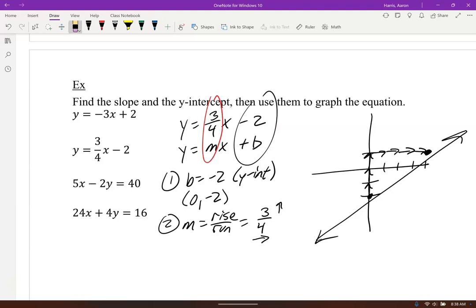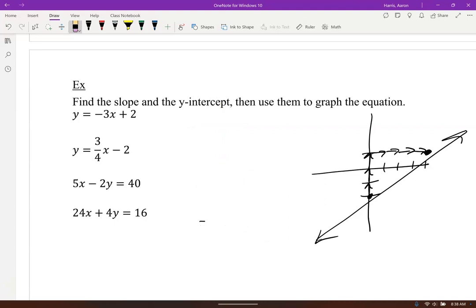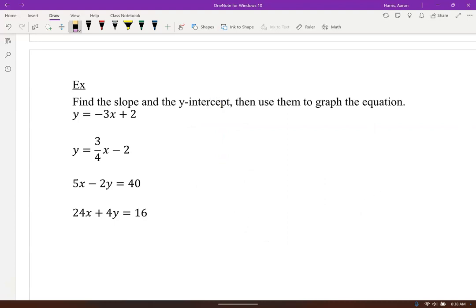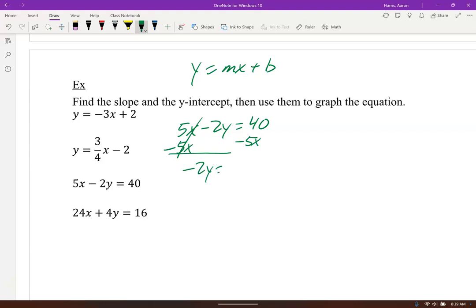Now in this third one, 5x minus 2y equals 40, you're going to notice the y is not in the y equals mx plus b form. You have to have it in this form in order to graph it with this approach. 5x minus 2y equals 40. So the first thing is, I've got to solve for y. Let's get rid of this 5x. So I got negative 2y equals negative 5x plus 40.